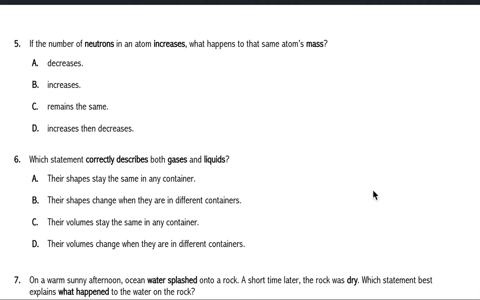Question 5. If the number of neutrons in an atom increases, what happens to the same atom's mass? A. Decreases, B. Increases, C. Remains the same, D. Increases, then decreases.